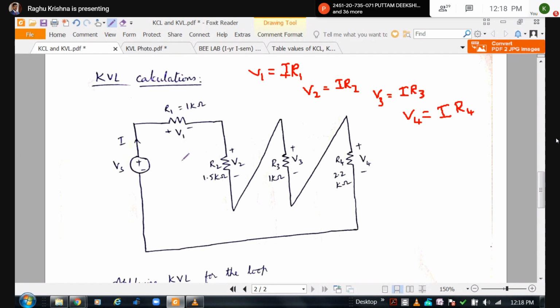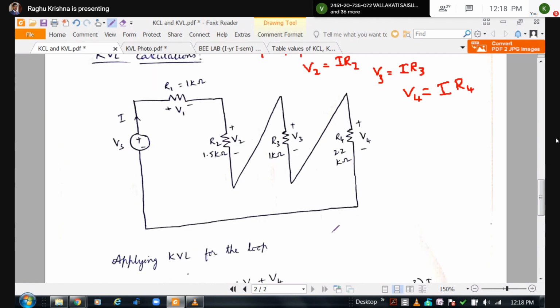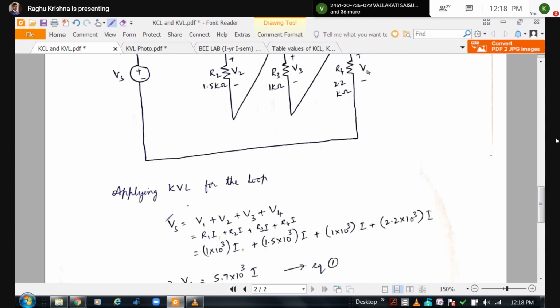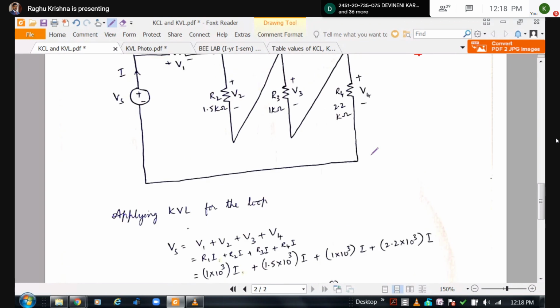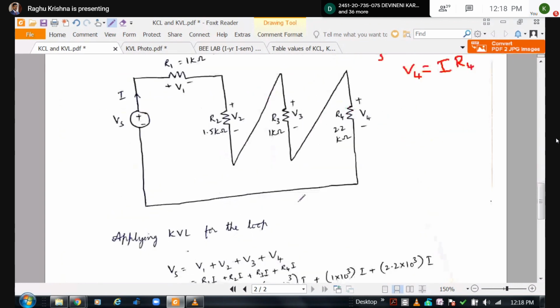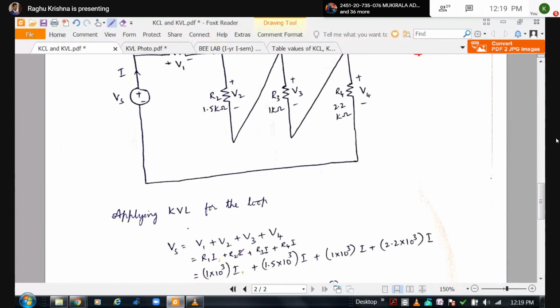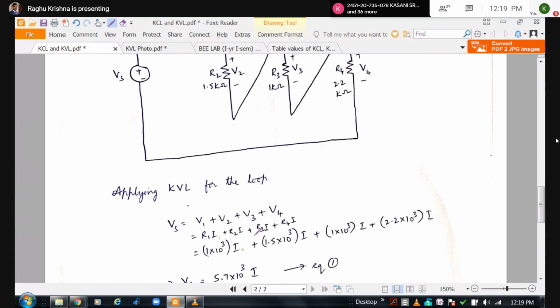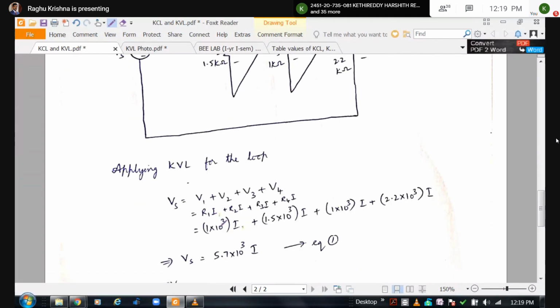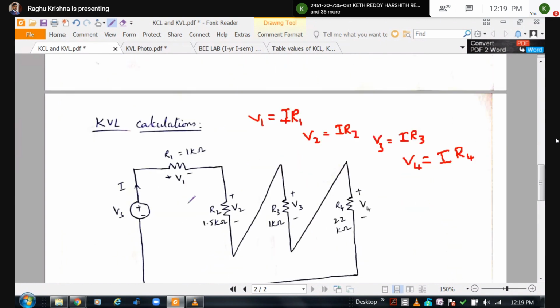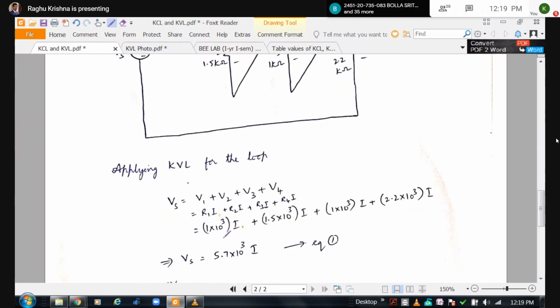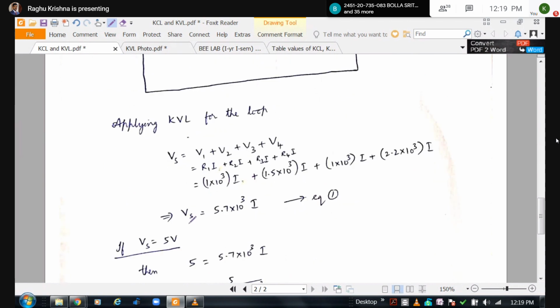So Vs equal to, substitute those values, V1 plus V2 plus V3 plus V4. V1 can be written as R1 into I, V2 is R2 into I, V3 is R3 into I, V4 equal to R4 into I. Substitute the resistor values in the equation. Finally you are going to get the relation between Vs and I.